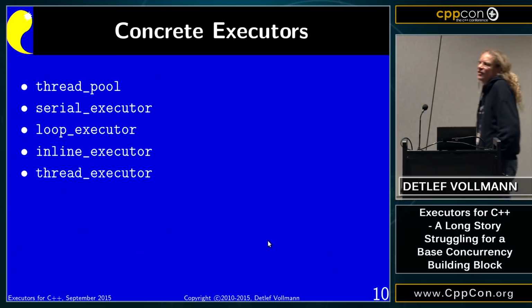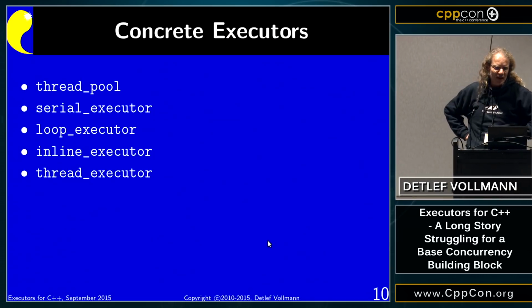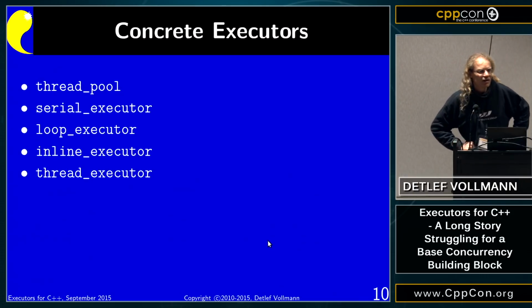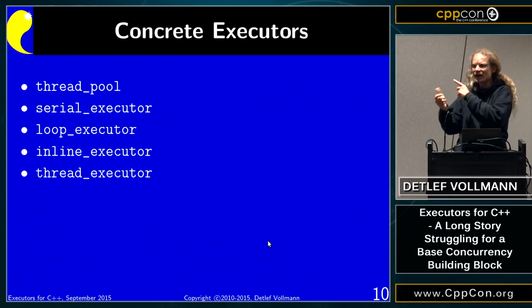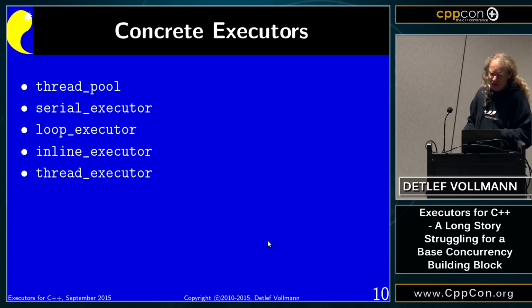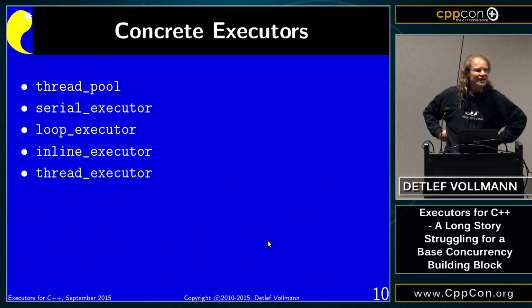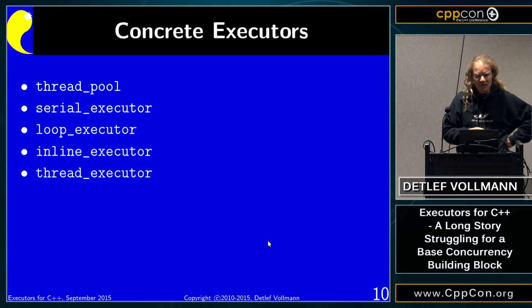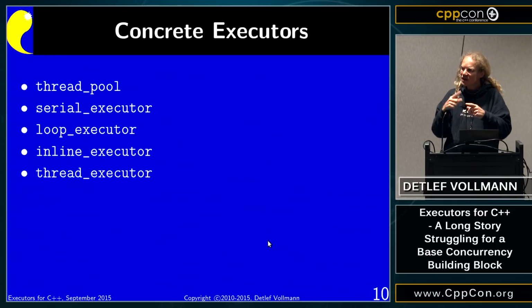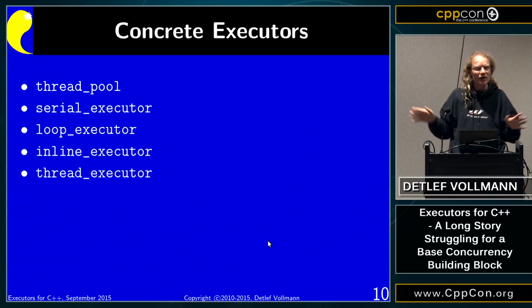And then the proposal also proposed some concrete executors, not only the interface, but also some real executors that actually do some work. Of course, a thread pool. Then a serial executor. This just runs one task after the other on the same thread, but on a different thread than the caller. The inline executor actually calls the function right away on your calling thread. And the loop executor is something in between, but it's also serial. And then you have the thread executor that just spawns off a new thread for each task you give it.